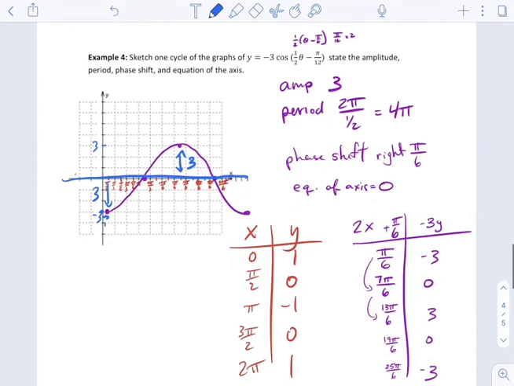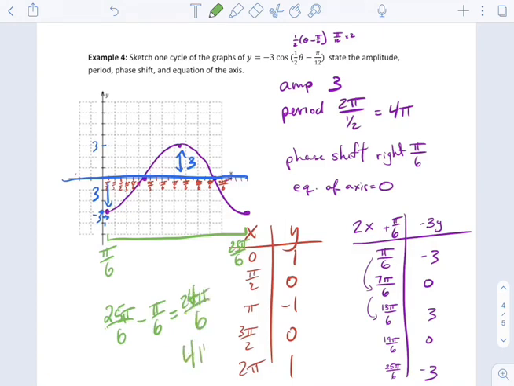Oh, the period. So if I need to find out the period, it's between pi over 6 and it ends at 25 pi over 6. So what's the difference between those? Take away pi over 6, which is 24 pi over 6. When I divide that, we get 4 pi. So that's one period. You can subtract the end from where it began.